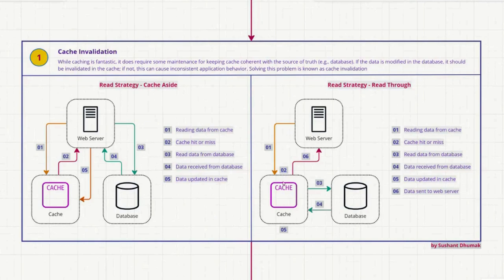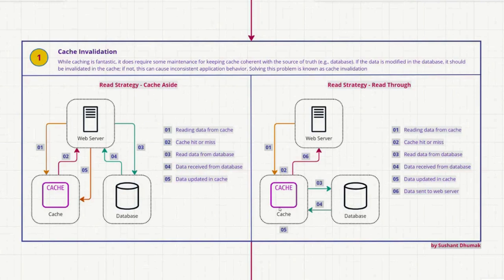But if the cache doesn't have the data, the latest information, whatever data the web server is asking for, then the cache itself will go to the database. Here we have seen in cache aside, the web server goes to the database, but in read through cache we are going through the cache. That means the cache will be in between, sitting between the web server and the database. So the cache will go back to the database, get the data, the data will be updated in the cache, and then the cache will send that data to the web server.